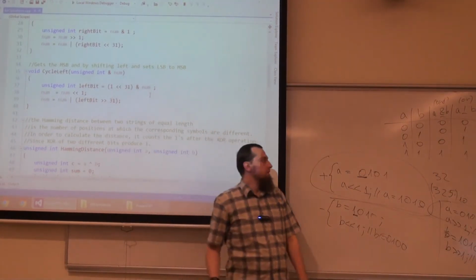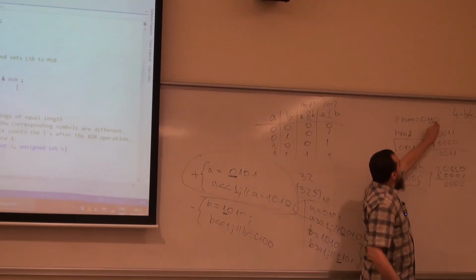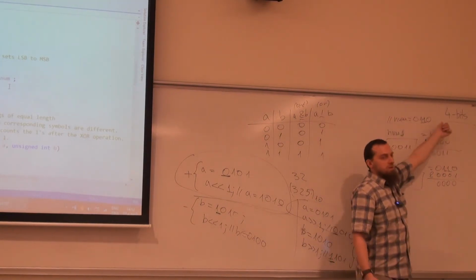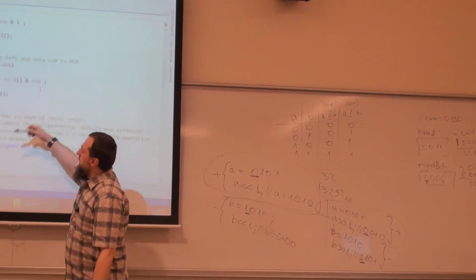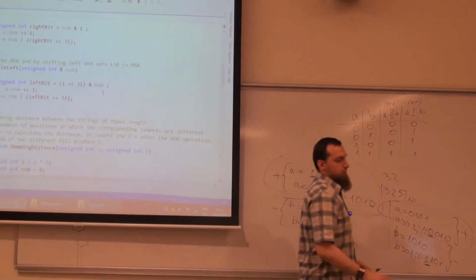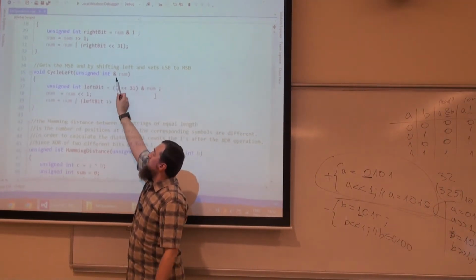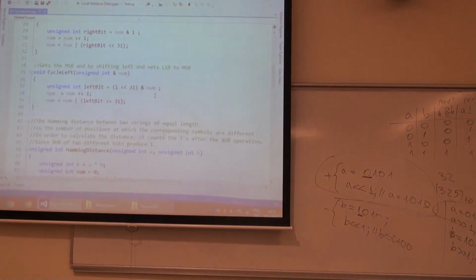CycleLeft is doing the opposite, and I'm not going to go through it. Basically, when I'm cycling left, I don't want to lose the most significant bit, so I take it and append it to the end. The logic is the same, so I'm not going to explain it. HammingDistance. Let's go to the other function. Remember, both of those functions, CycleRight and CycleLeft, take an unsigned integer as a reference parameter. So we are working with unsigned references.